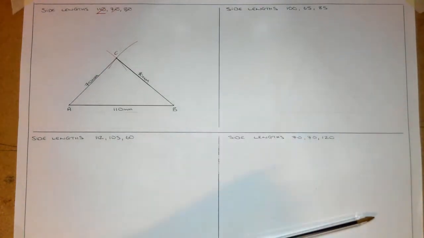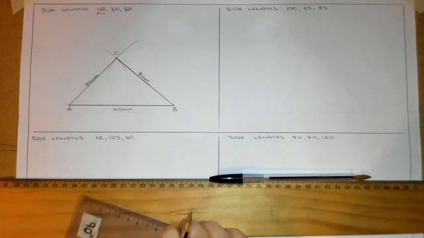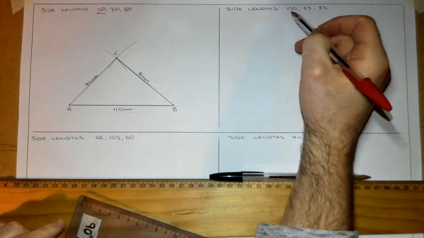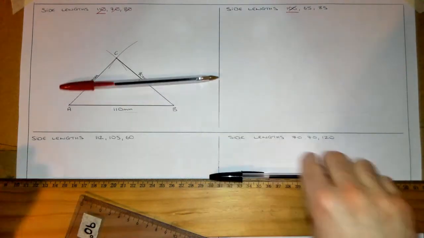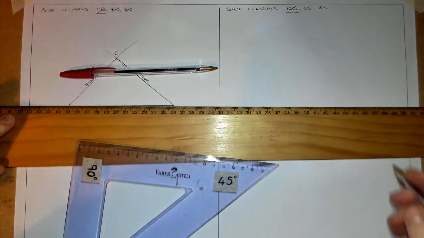Now we're going to move on to this one. So once again, first step, what do we do? Identify the biggest one. Side lengths 100, 65 and 85. Largest one is 100. So I'm going to tick that off and I'm going to construct that first of all. So 100.